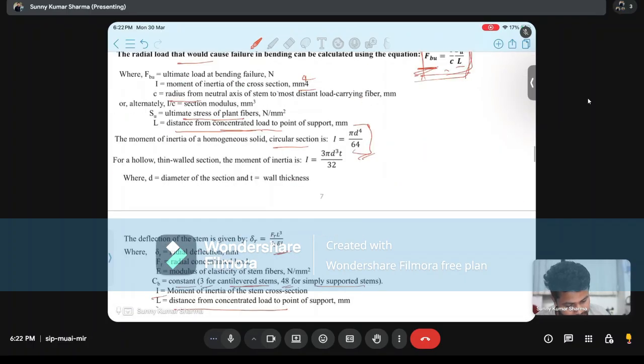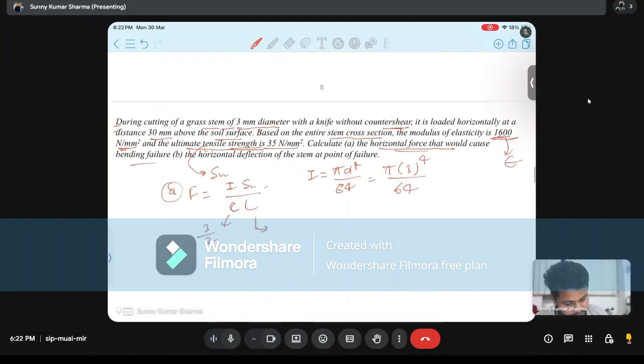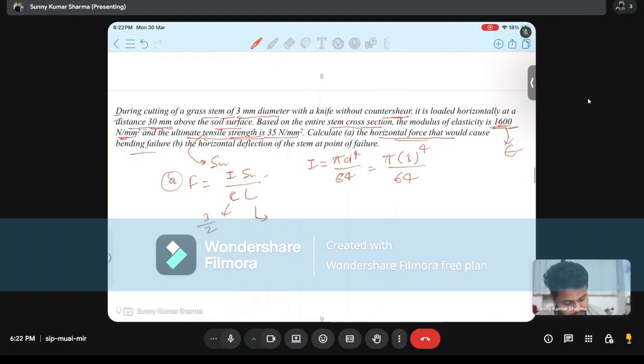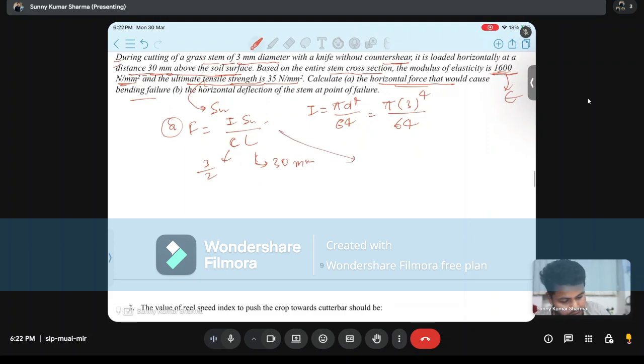L is the distance from concentrated load to point of support. So here it is given. It is 30 mm from the soil surface. So this is the distance from concentrated load to cut. So L will be 30 mm. We just need to put all those values, and we can get what is the force required.